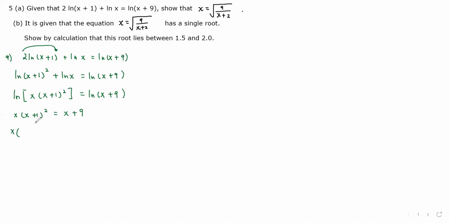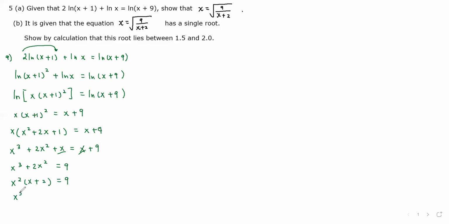On the left, (x + 1) squared can be written as x squared + 2x + 1. And we can expand that to obtain x cubed + 2x squared + x = x + 9. There are two x terms that cancel off, so that x cubed + 2x squared = 9. We can factor x squared, and we have x + 2 in the bracket. Dividing throughout by x + 2, x squared is 9 over (x + 2).